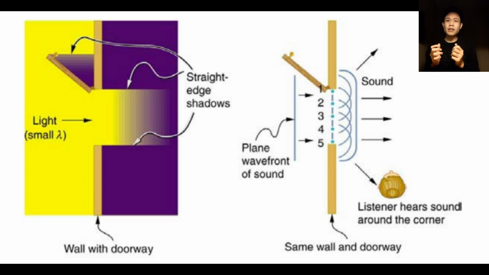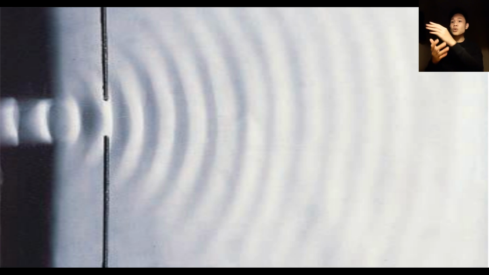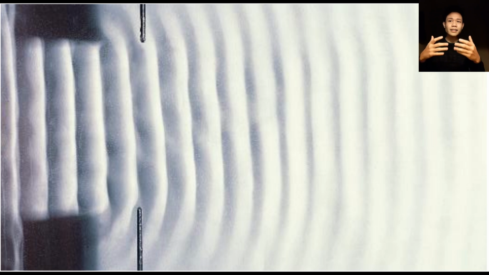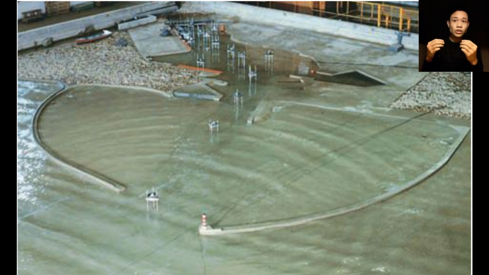Another example is in water. In the first picture, you see a spreading that occurs after waves pass a narrow gap, and in the second picture after they pass a wide gap, and the spreading looks less obvious. We use these behaviors when designing harbors, such as in this picture.